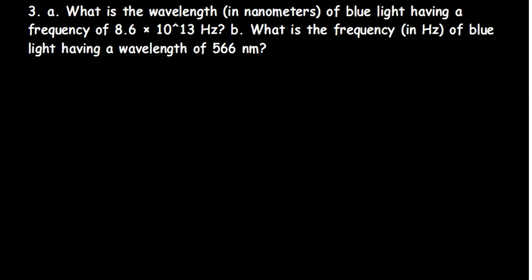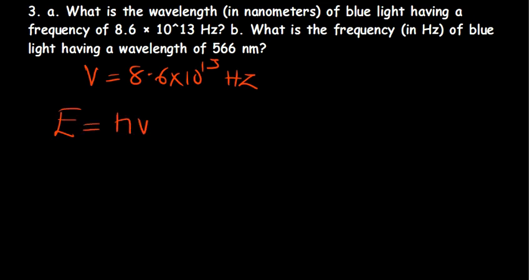Question 3. What is the wavelength in nanometers of a blue light having a frequency of 8.6 times 10 to the power 13 Hz? So we've been given the frequency to be 8.6 times 10 to the power 13 Hz. We need to determine the wavelength. So the formula we're using: energy is equal to hν, where ν is our frequency. Now we know this formula can also be energy is equal to hc over wavelength if we're dealing with wavelength.